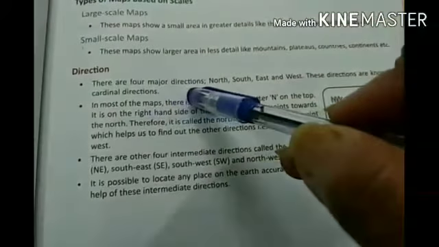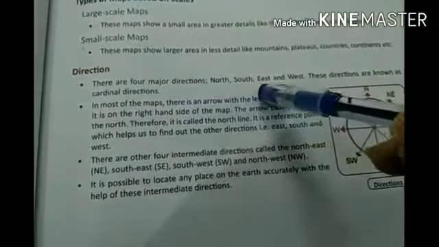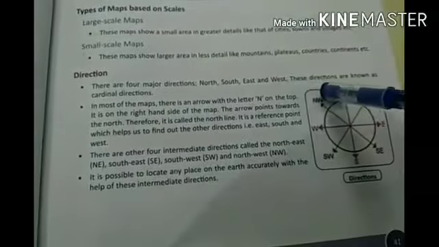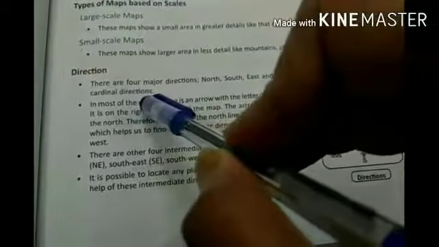The next component of a map is direction. There are 4 major directions: north, south, east and west. These directions are known as cardinal directions.